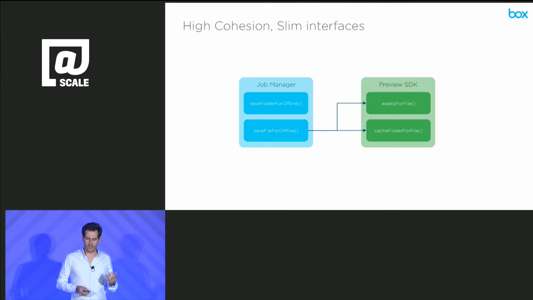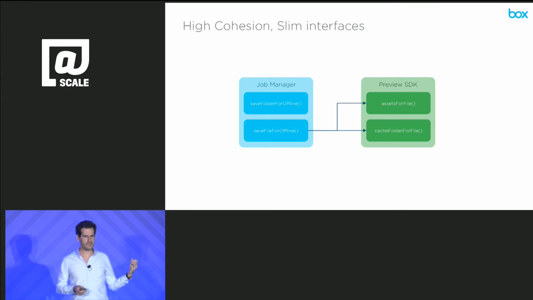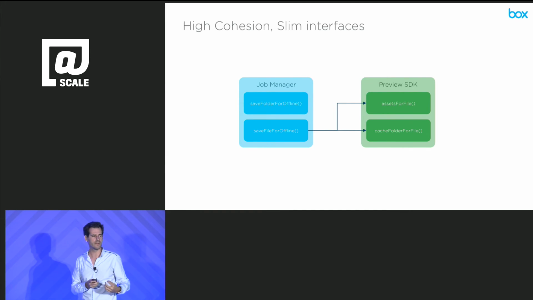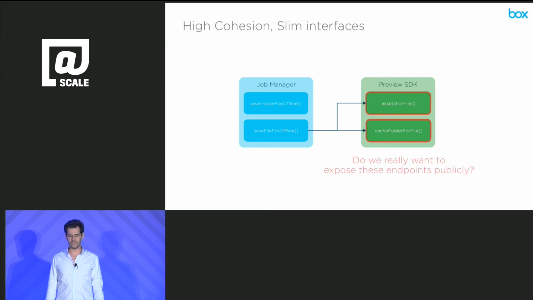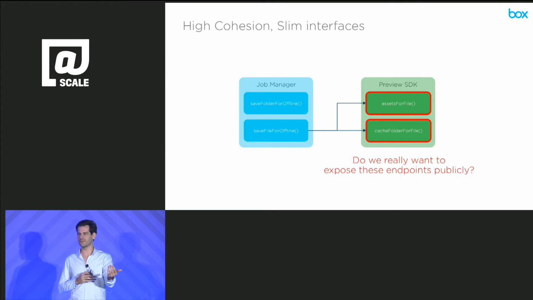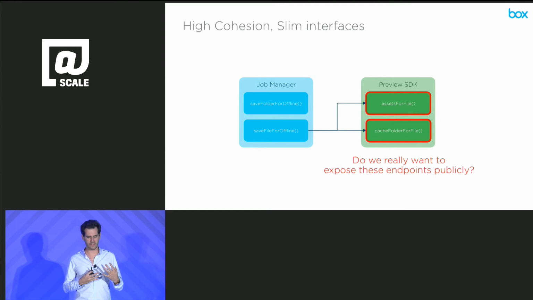So when the job manager wants to save a file for offline, it's going to ask the preview SDK, hey, can you tell me what assets you need to render this file offline? And then tell me where to store this file so that you can find them back. But the problem is if you do that, you make the interface of the preview SDK much more complex, and you want to keep a slim, very understandable interface.